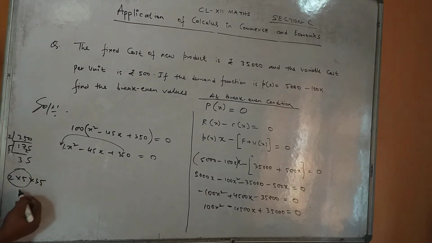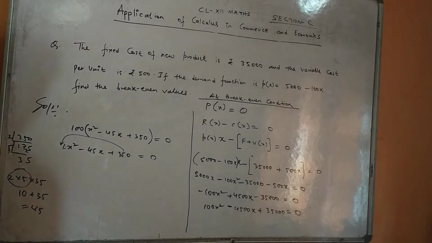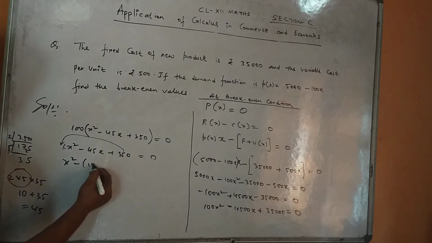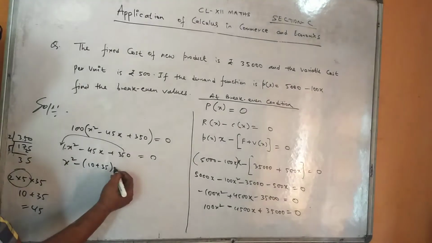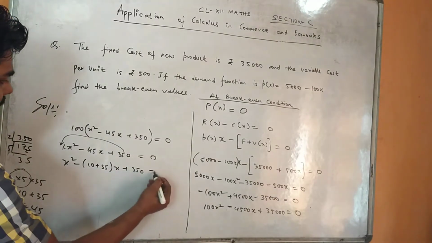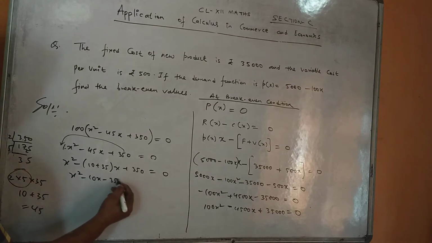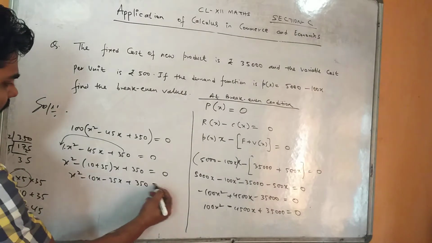So what we will do here: 10 plus 35 will give you 45. So we will split the middle term here. So x square minus, in place of 45, what will we write here? x square minus (10 plus 35)x plus 350 equals 0, right? So x square minus 10x minus 35x plus 350 equals 0.